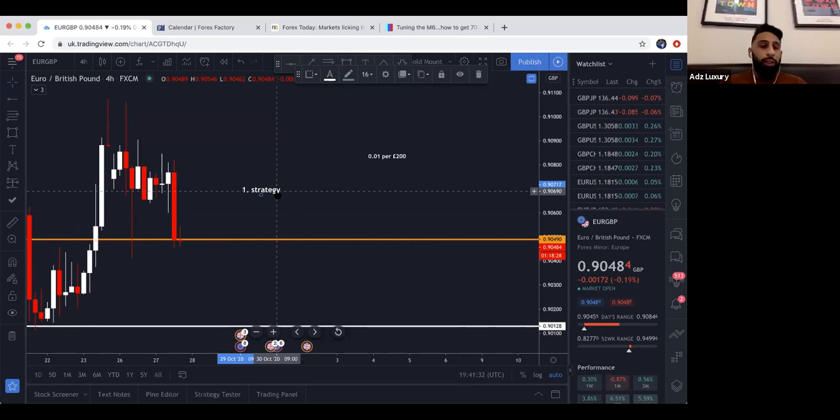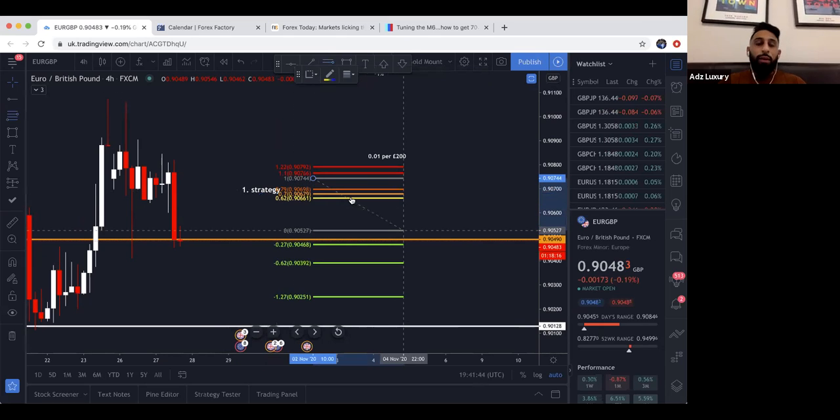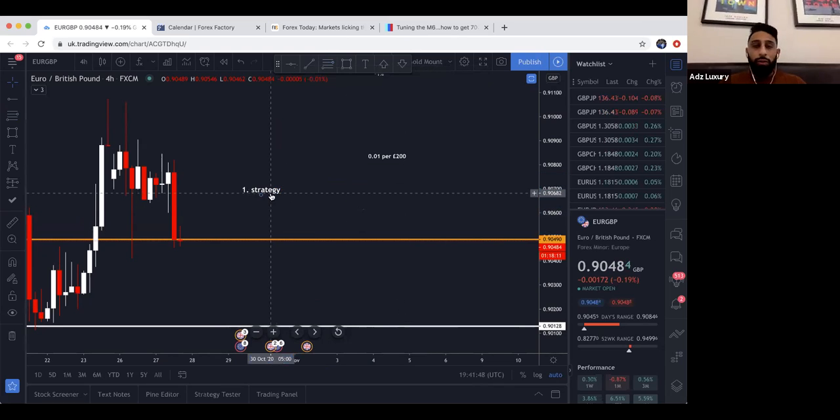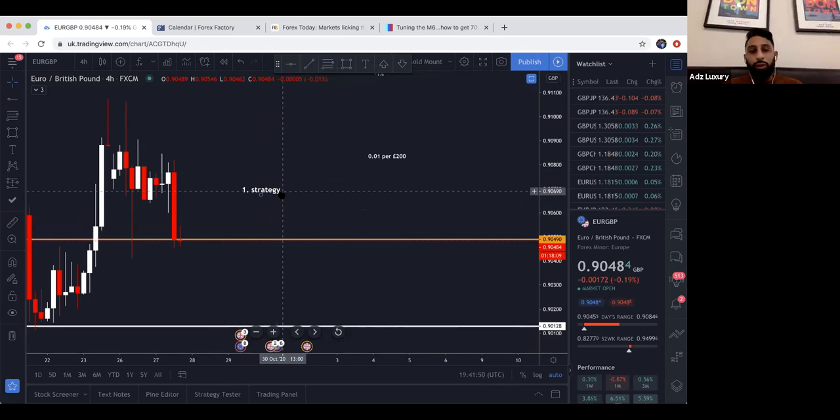If I'm using the fib strategy, I will place my stop loss exactly where the fib strategy tells me to place it, on the 1.1 or the 1.22, I think it was. Let's just confirm. So it was 1.22. However, I will hardly ever use the 1.22. I will only go for the 1.1, and it all depends on your strategy.